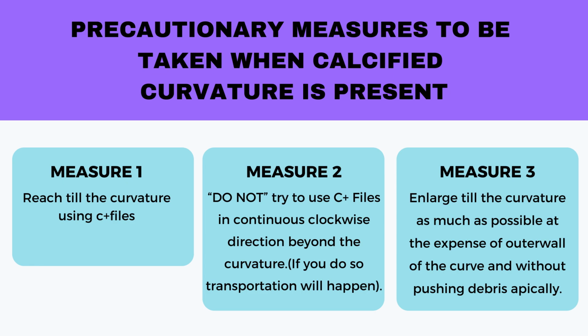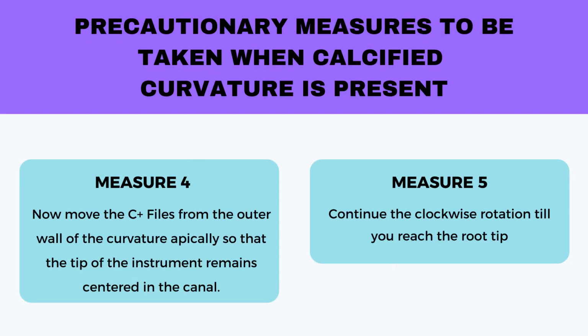Now once the canal curvature is a bit straightened, you can move the C+ file from the outer wall of the curvature apically so that the tip of the instrument remains centered in the canal. Once you have achieved that, check with an X-ray whether you are moving in the right direction.